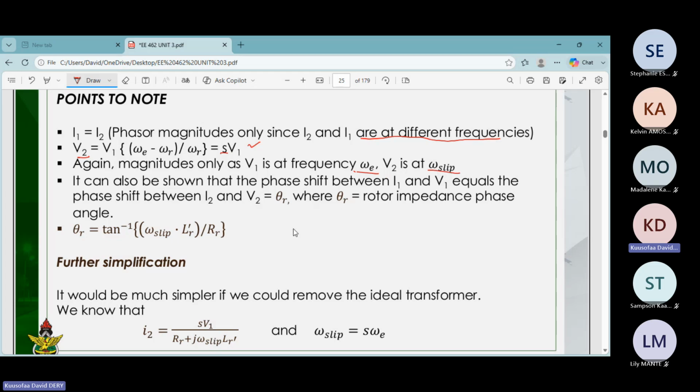So let me just draw an equivalent circuit. Let's say this is an inductance. We have this as the resistance, right? And this is our source circuit. And we have this as our V2, and this as our LR, and then we have this as RR, and this as I2. So this is the rotor equivalent circuit alone. So we want to see how we manipulate this so that we can make it have the same frequency as that of the stator. So that is where we are coming to look at.